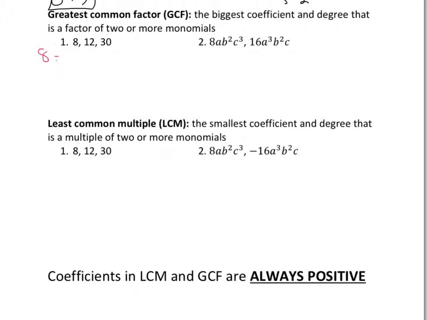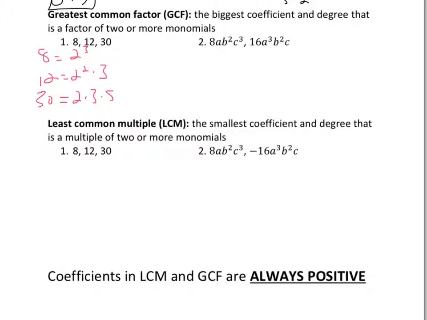You've got to get the prime factorization of each of your terms. So 8 is just 2 cubed. 12 is 2 squared times 3. And 30 is 2 times 3 times 5. Once you get to this point, the way you come up with the greatest common factor is you take the least power of each common prime factor. You just look at the ones that all three of them share. So you're not going to be able to use 5, and you're not going to be able to use 3. We're just looking at the 2 here.